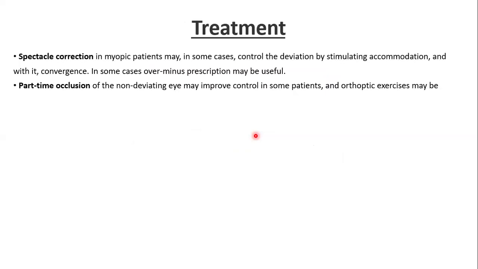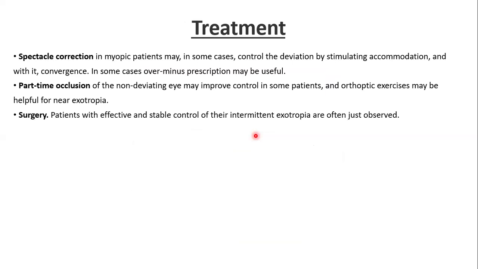Treatment: spectacle correction, part-time occlusion. Sometimes it helps. Orthoptic exercises also, especially for the convergence insufficiency type of exotropia. Orthoptic exercises will help a lot. Then we have surgery. For surgery, again, we have symmetrical surgery, bilateral lateral rectus recession, or we have unilateral recess-resect.